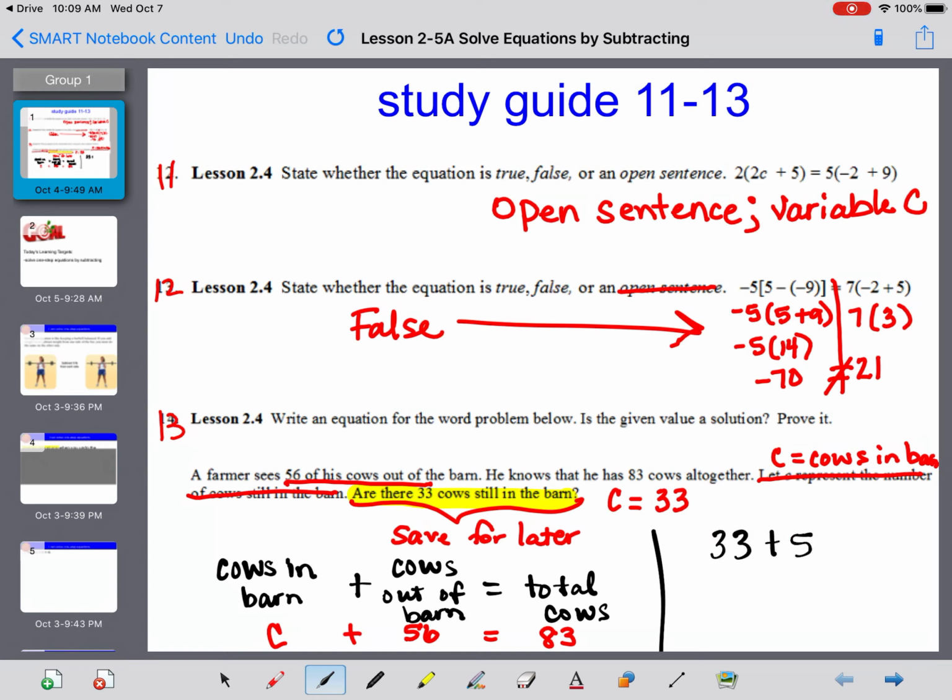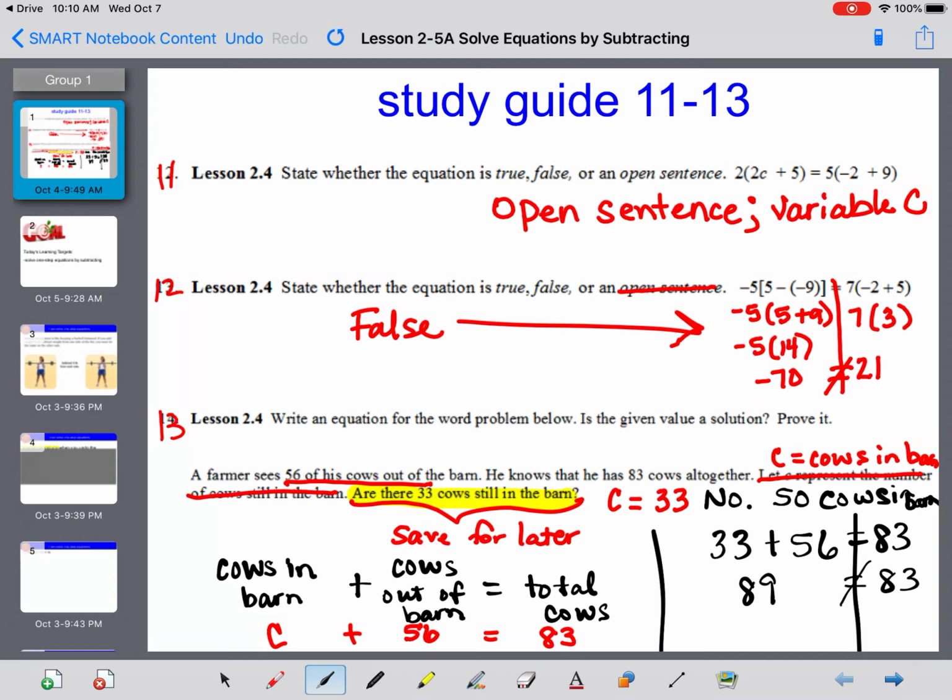33 plus 56 equals 83. I'm finding out if 33 is a solution. So if it's a solution, that makes the equation true. 33 plus 56 is 89. Does 89 equal 83? No. So are there 33 cows in the barn? No. In fact, you could go a step further and figure out how many cows are in the barn by subtracting 83 minus 33 and getting 50. 50 cows are in the barn.